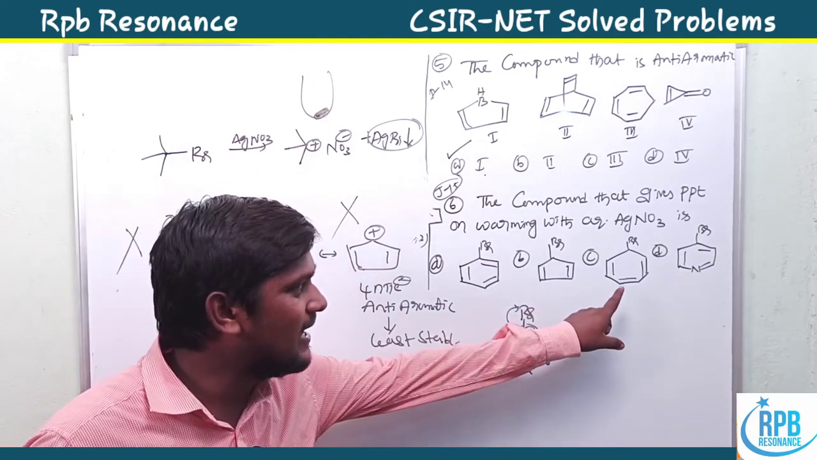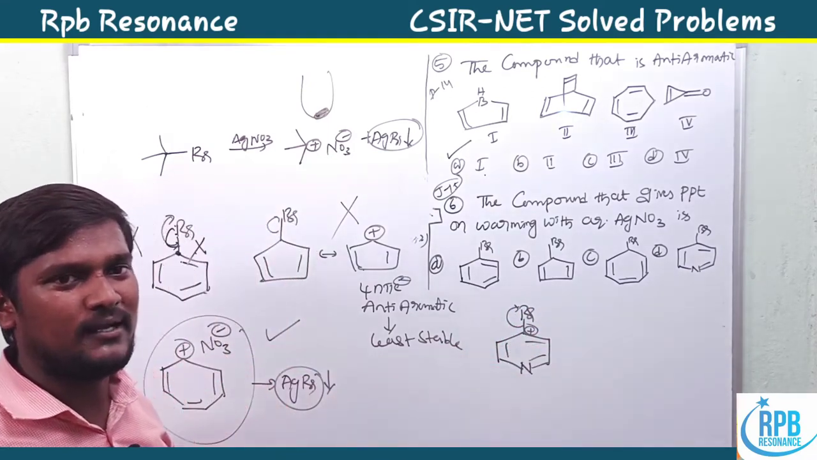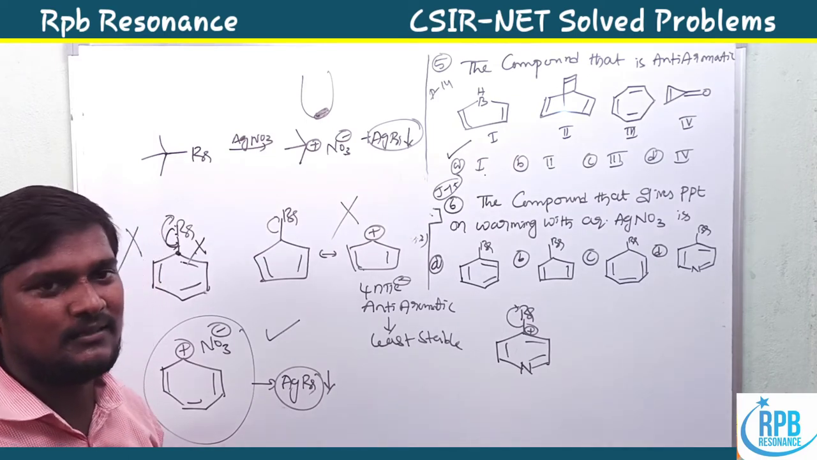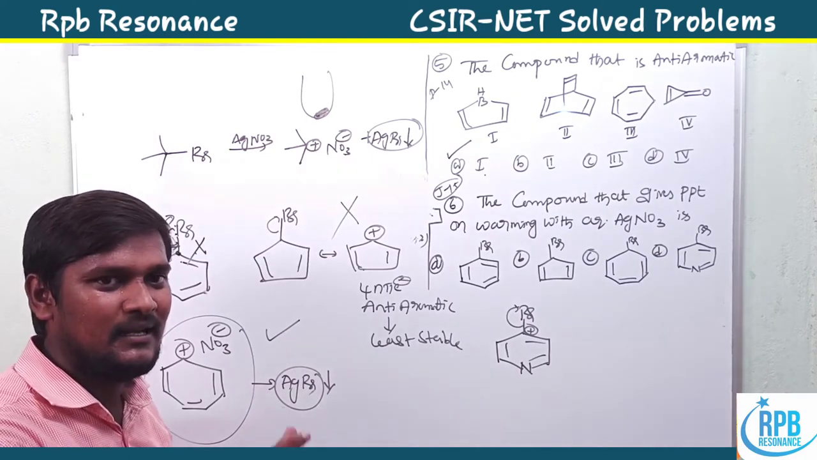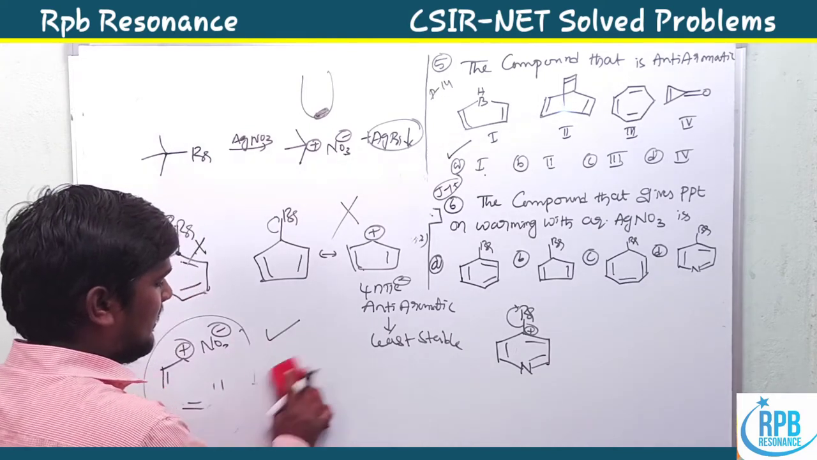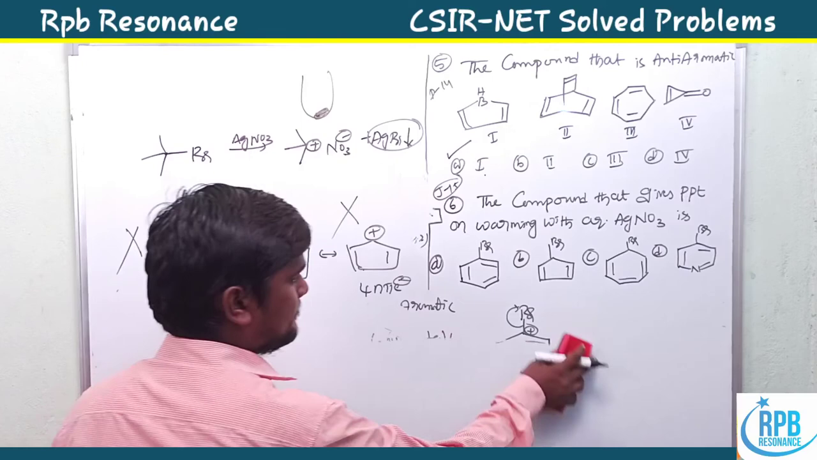So here C has given the most stable carbocation. So those stable carbocationic systems will readily precipitate AgBr. Now let us discuss another problem. I think it is very clear.